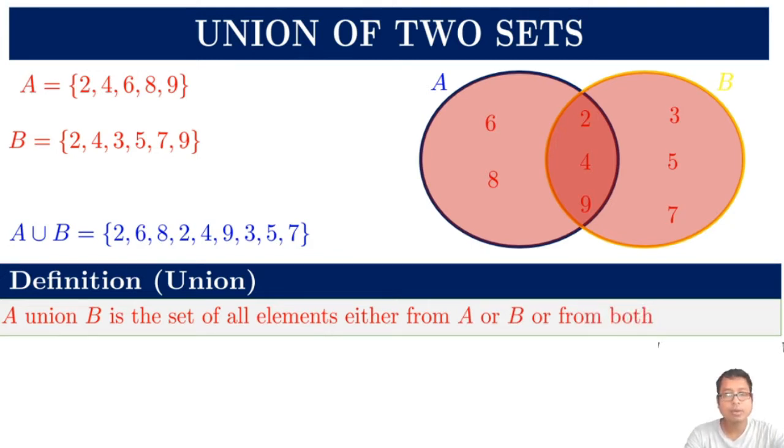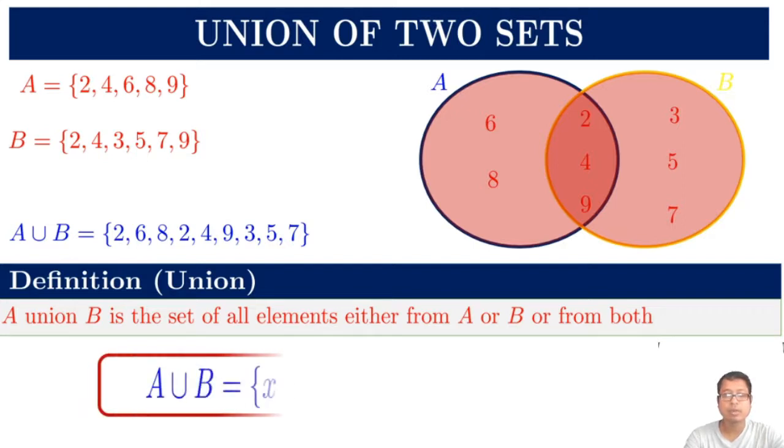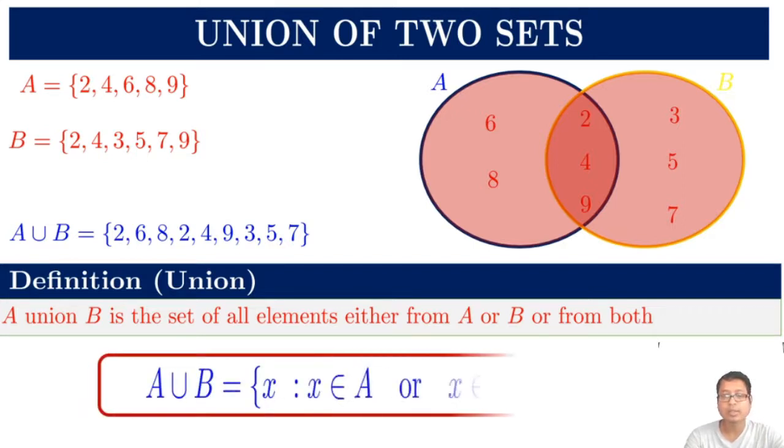Mathematically, A union B is written as: A union B is equal to {x such that x belongs to A or x belongs to B}. Okay, I'm putting it inside the box. That means it is very important and you have to remember this. Okay, let me go to the intersection of two sets.